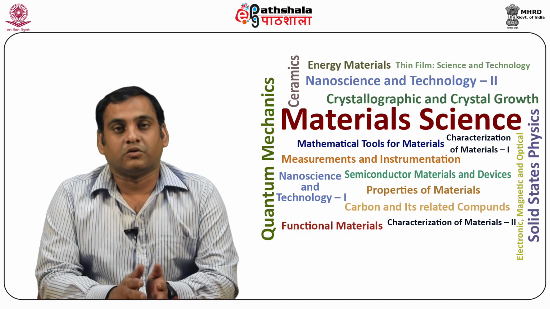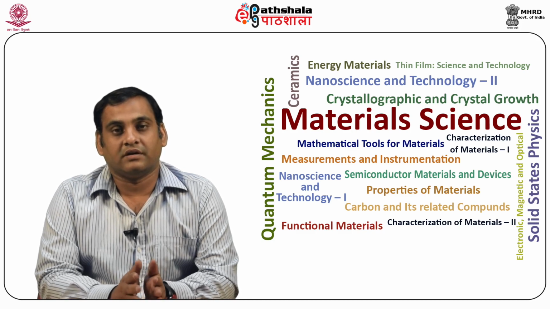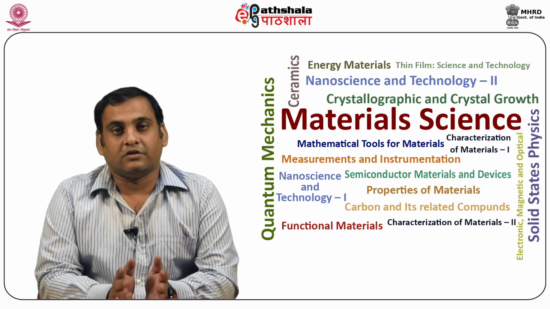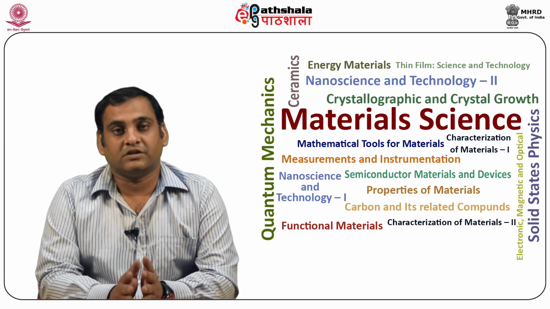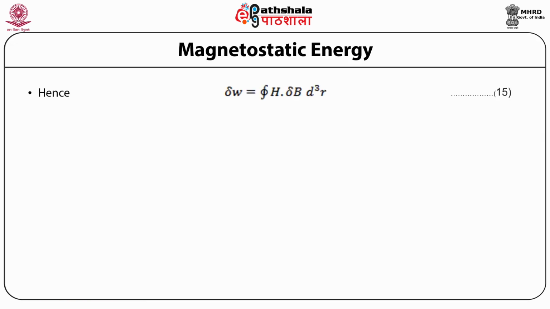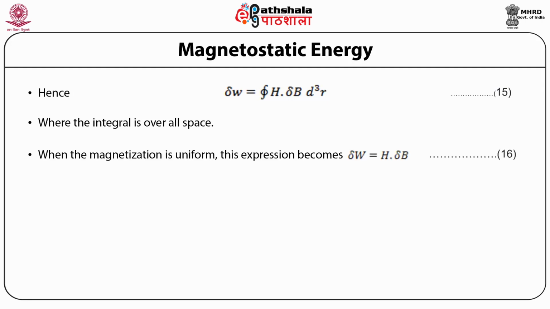We can, however, evaluate the increment of work δW done to produce a small change in the flux δφ. So δW is equal to minus EMF times I δt, which is equal to I δφ. But by Ampere's law, I is equal to the integral of H·dl, where the integral is taken around a closed loop. Hence, δW is equal to the integral of H·δB dτ, where the integral is over all space. When the magnetization is uniform, this expression becomes δW equal to H·δB, where δW is the energy increment per unit volume.